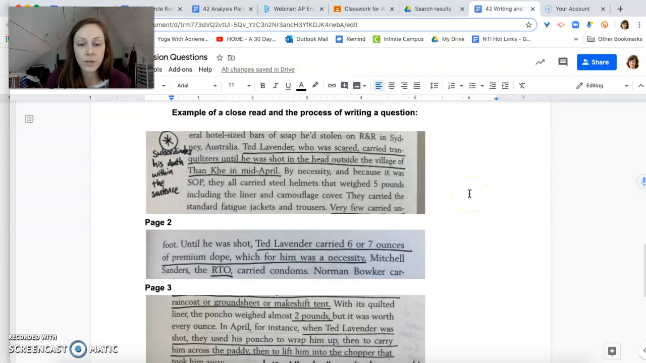So when you start reading the book, very quickly you come to the Ted Lavender story, and the first place that we see him is on page 2.